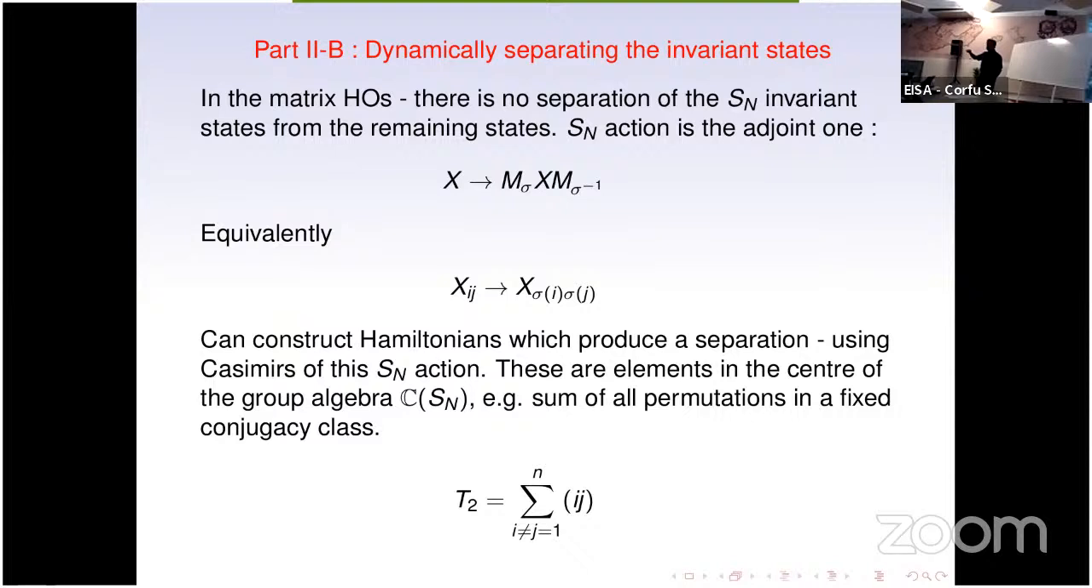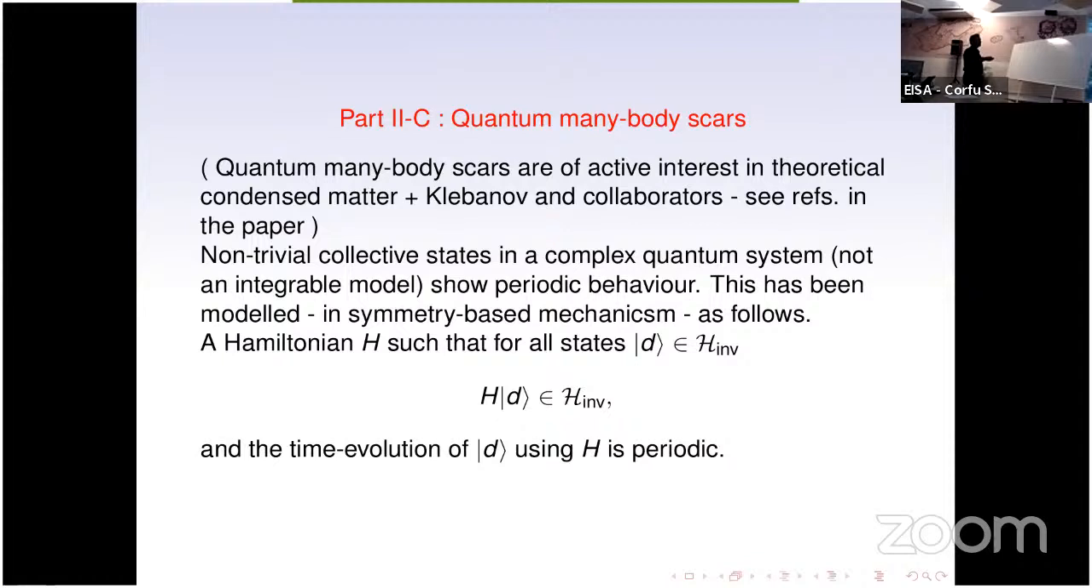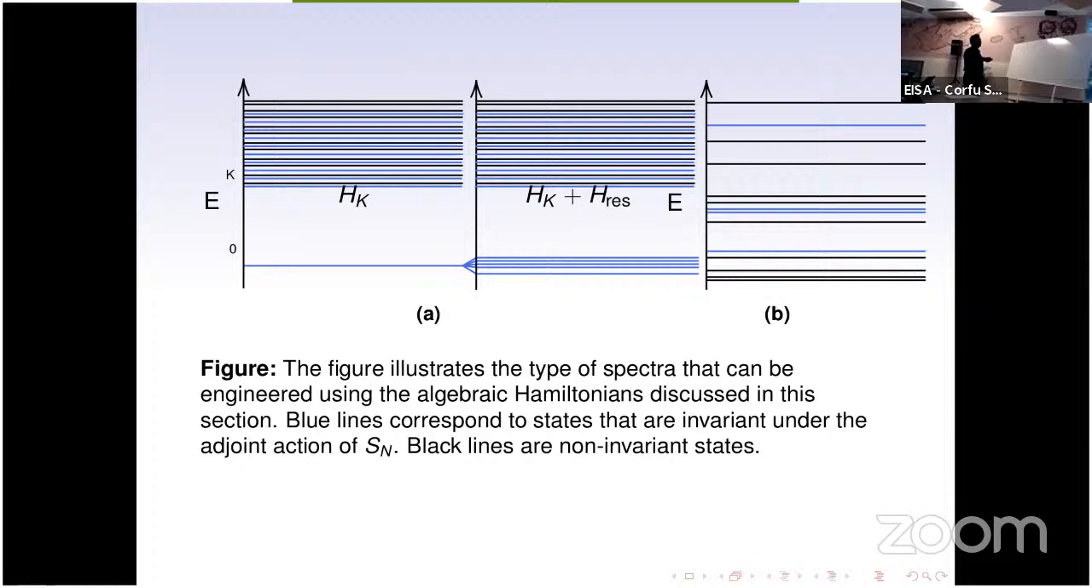Typically, in this harmonic oscillator or simple Hamiltonians, you'll have some spectrum where some states are going to be Sn invariant. Let's say the blue ones are, and the black ones are not Sn invariant. They're sort of mixed up with each other. So you might want to know, can I build a Hamiltonian where the whole multiplicity of Sn invariant states is the set of ground states, all Sn invariant states up to some degree K that you choose? And then above, there'll be some spectrum like that.